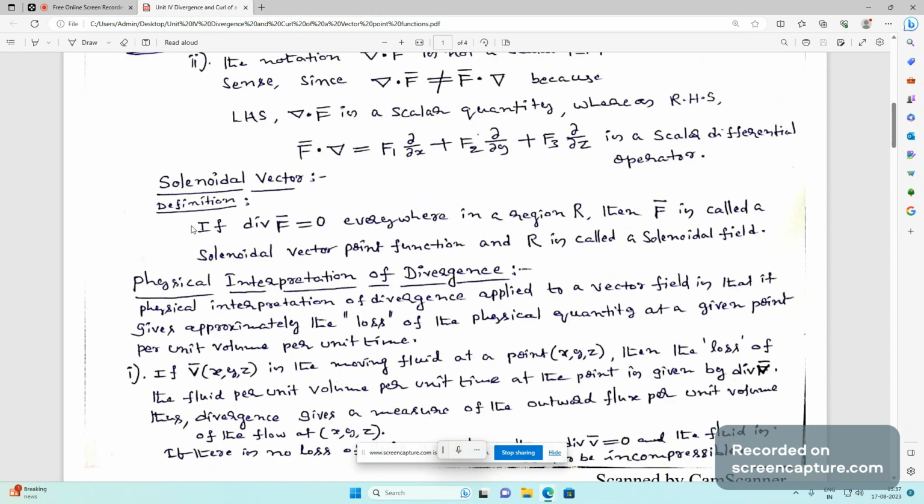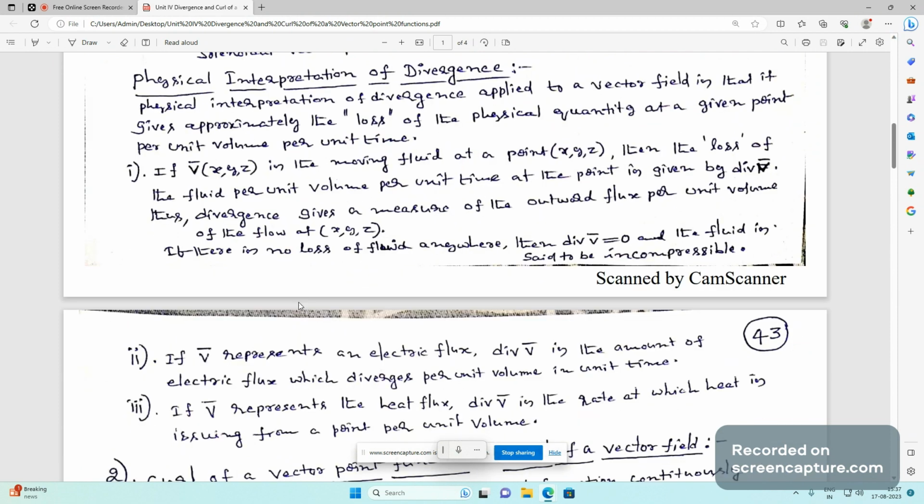Now next, solenoidal vector. If the divergence of f bar equals 0 everywhere in a region R, then f bar is called a solenoidal vector point function and R is called a solenoidal field. Now the physical interpretation of divergence. The physical interpretation of divergence applied to a vector field is that it gives approximately the loss of the physical quantity at a given point per unit volume per unit time.